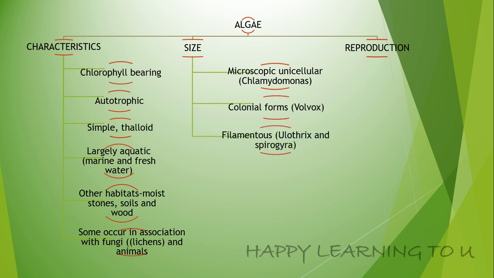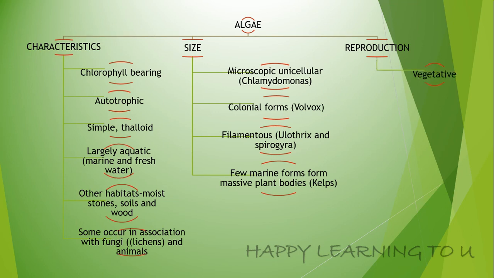They can also be in the form of filaments. The examples are Ulothrix and Spirogyra. And a few marine forms also form massive plant bodies. An example of these is kelps. So their size can vary from just unicellular to complex massive plant bodies. Now coming to reproduction, they show vegetative, asexual as well as sexual modes of reproduction.